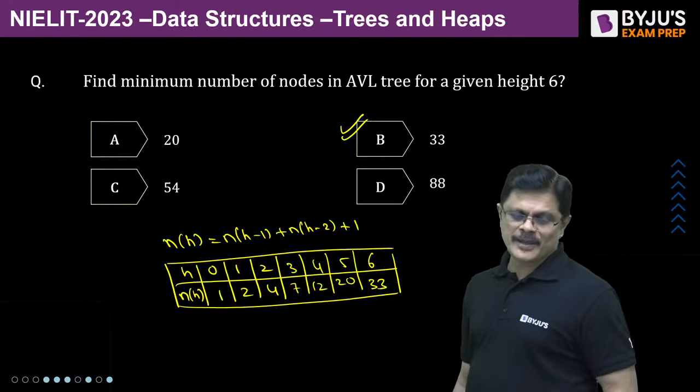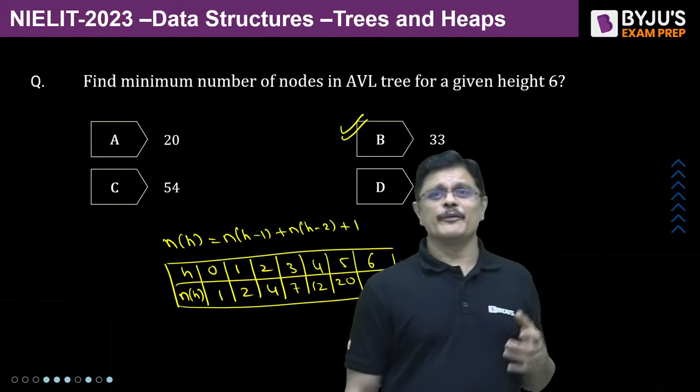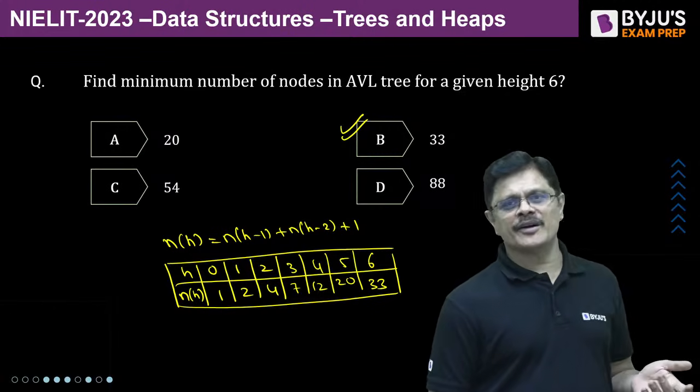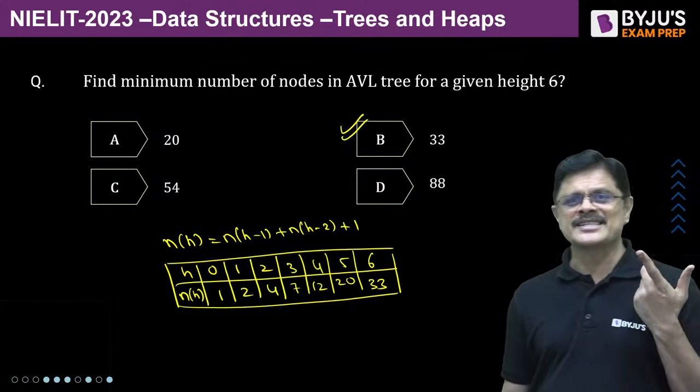Okay. So this is the minimum number of nodes problem. Very important from the GATE point of view, even for such examinations also.